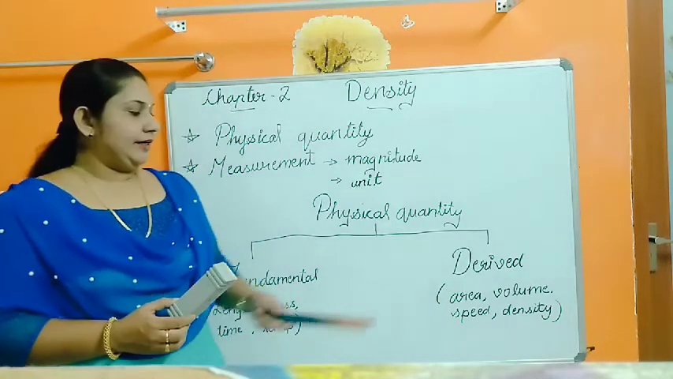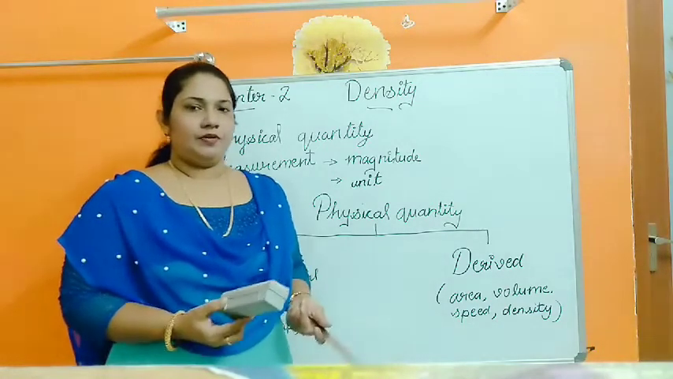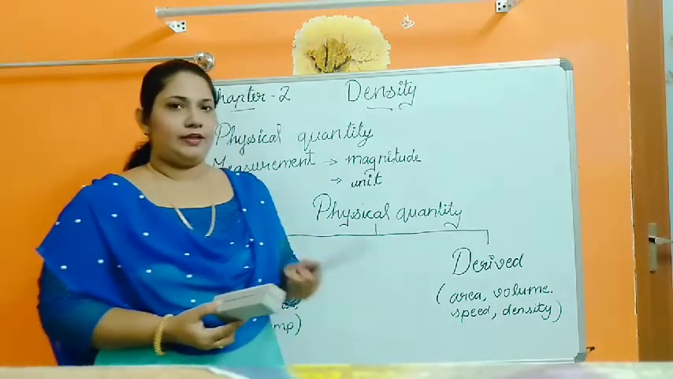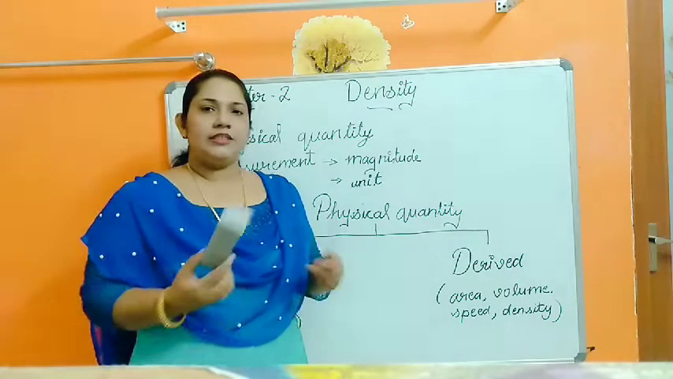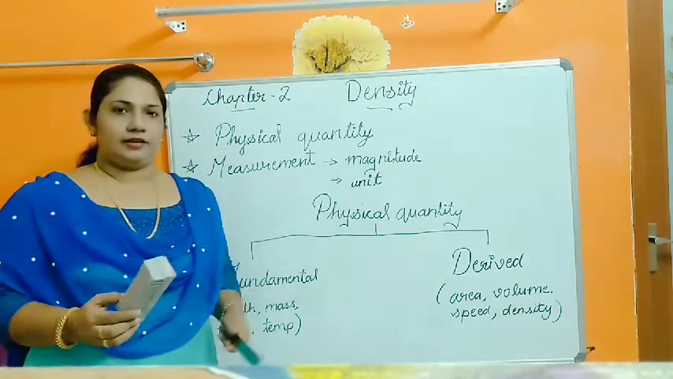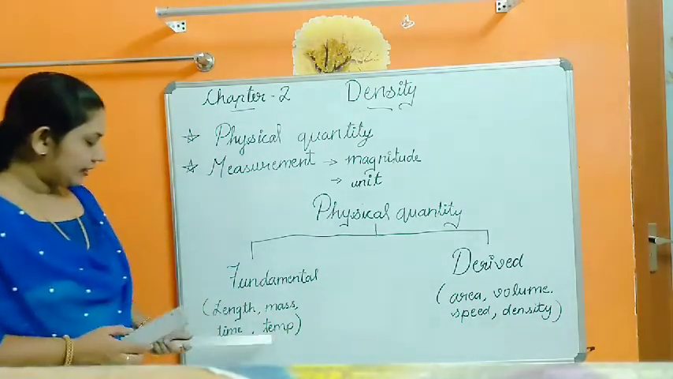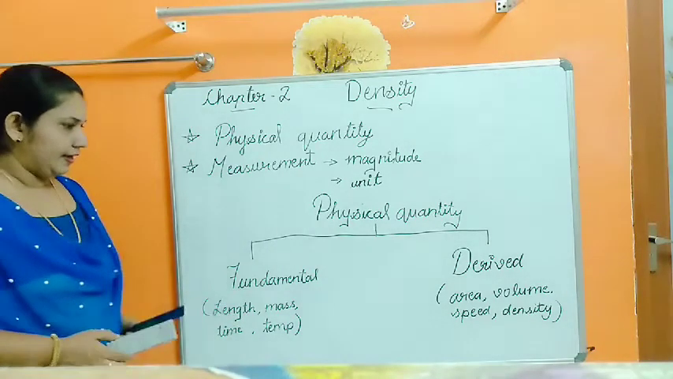Speed. Speed is distance traveled by a body by time. That is the formula for speed. I don't know whether you know this or not. Speed is distance by time. So distance, that is length. Distance between 2 points. We will measure the length by time. Time is again the next fundamental quantity. So we are combining length and time.